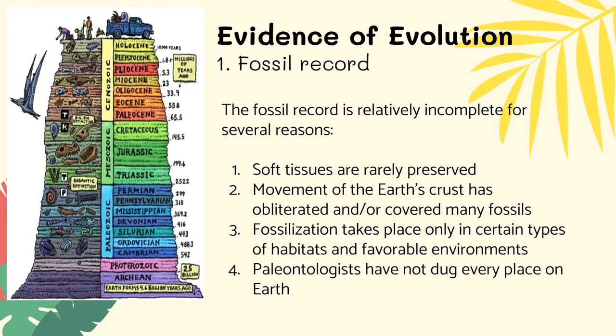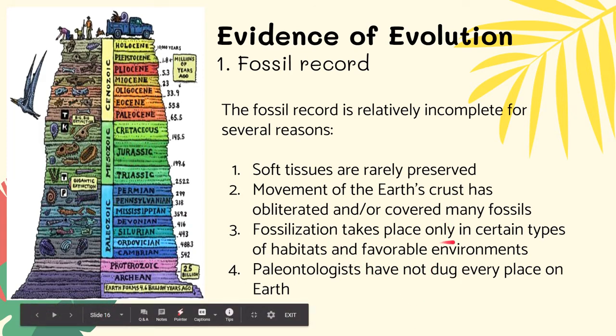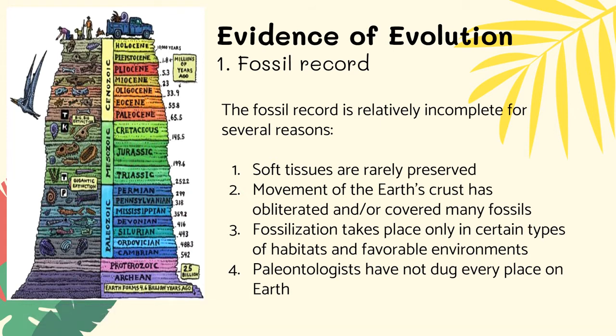So it's quite rare for an organism to die in the perfect spot, which is mostly around sedimentary rocks or clay or near bodies of water, to be preserved in the perfect spot, and to be protected against movements of the Earth's crust. Those are the reasons why it's quite rare to find fossils. Fossilization takes place only in certain types of favorable environments, as I mentioned a while ago. The organism needs to die in the correct area, it has to be protected from geological processes, and then it has to be excavated and examined by the right people.